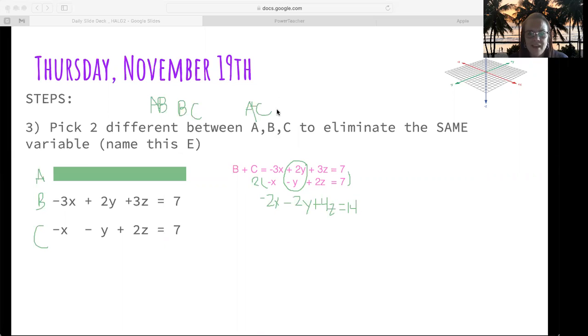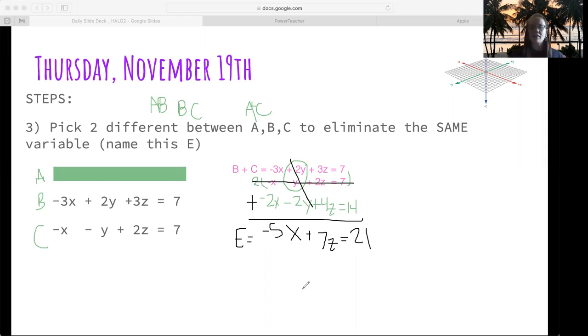Now I can take that and add B plus C together. So I don't need this anymore. I already manipulated that. Negative 3x minus 2x gives me negative 5x. My y's cancel. And then I have 3z plus 4z is 7z equals 21. 7 plus 14 is 21. Okay, this new equation is E.